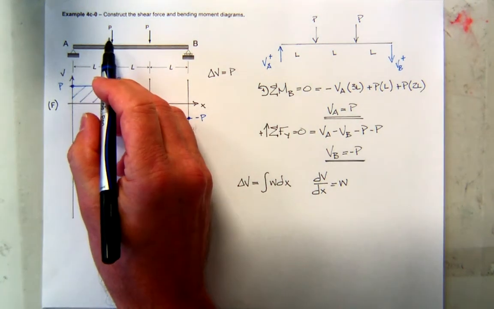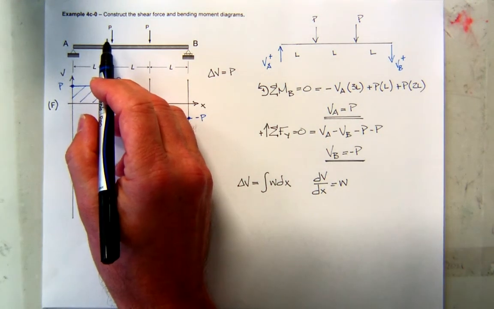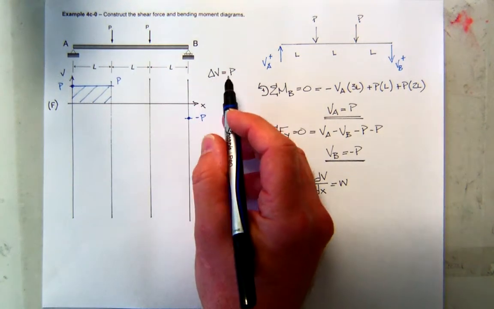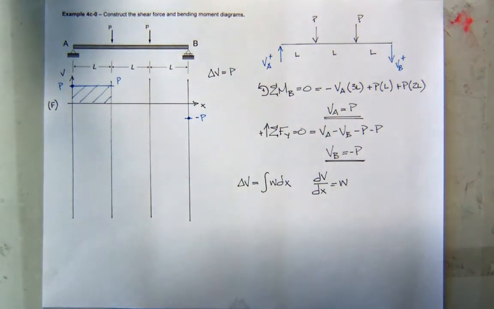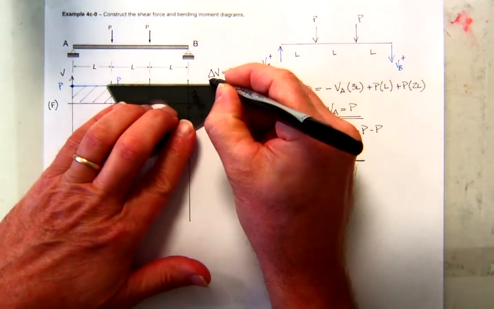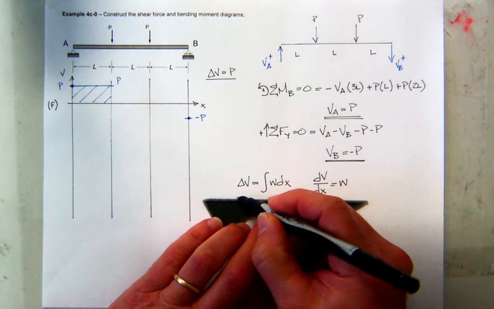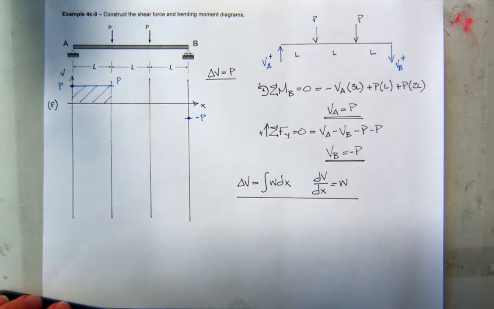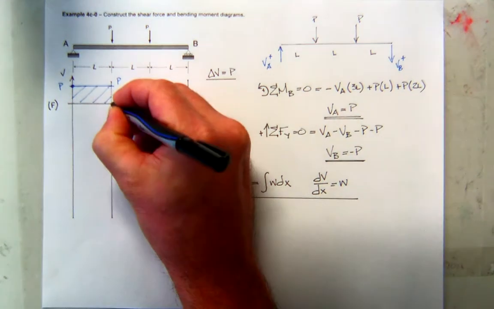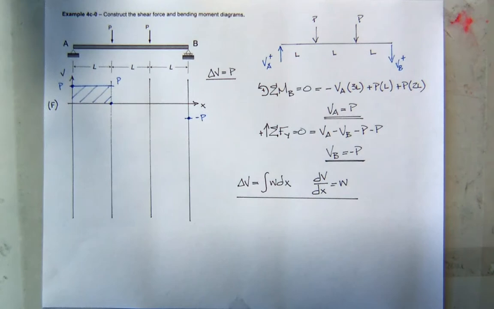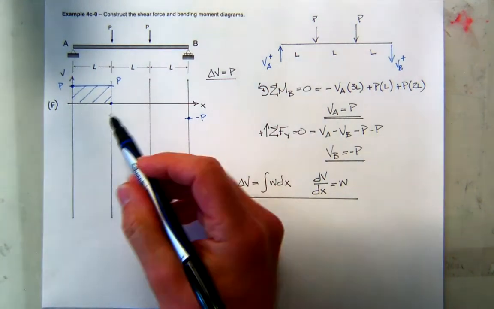Now, it's positive P on the left side. As I move to the right side, how much does my shear change? It changes by the amount of the load. What is that load? It's minus P. So P minus P is 0. So just to the right, my shear is now 0, and I finish this section.